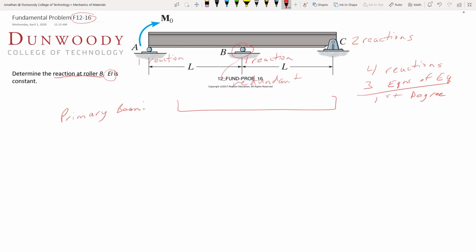It's going to be this guy, CY, CX, AY, and apply this moment, M0. So as we look at that beam, what we're trying to find is our deflection. So what is our elastic curve going to look like? Well, I'd expect it to look something like that.